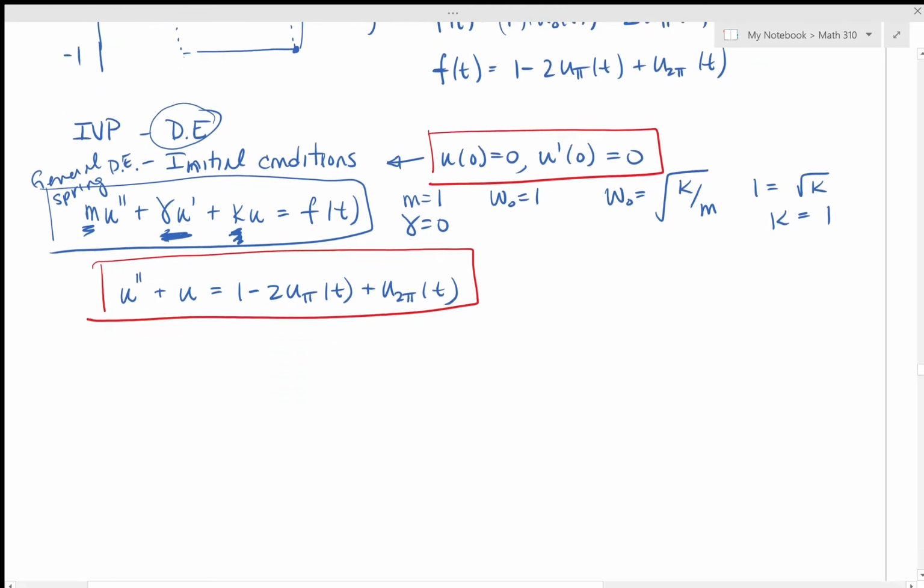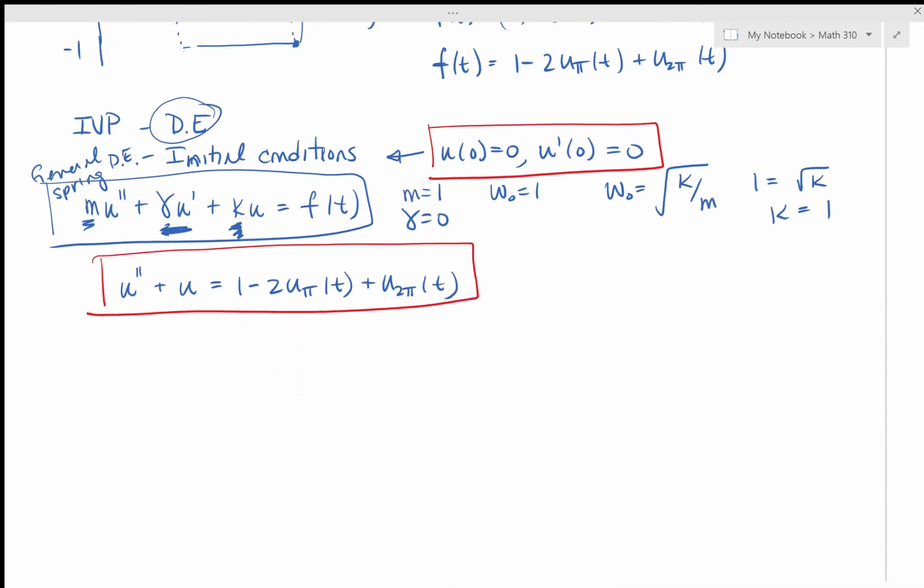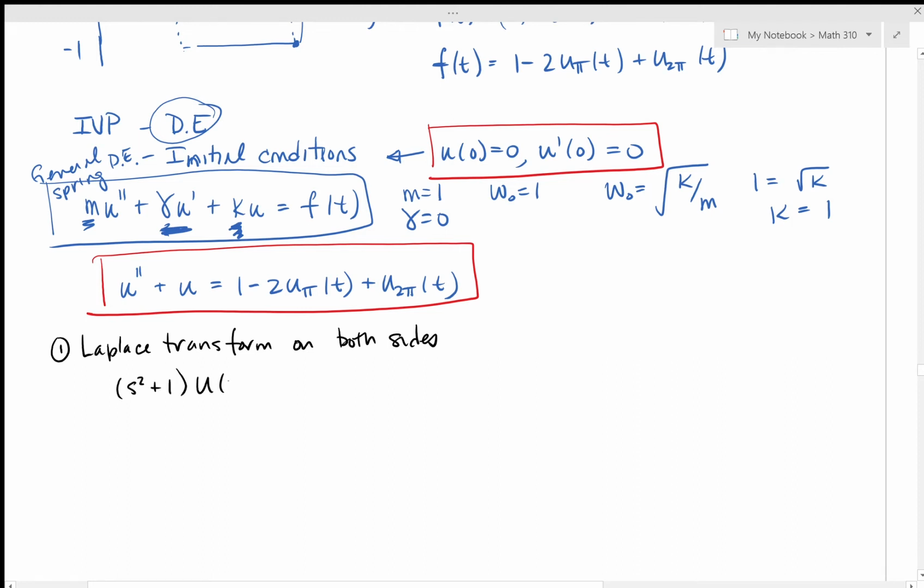Okay, now it is a matter of solving this differential equation with those initial conditions. And because of the forcing function on the right-hand side, I'm going to use the Laplace transform. Take the Laplace transform on both sides. Okay, so that will lead me to s squared plus 1 times the Laplace transform of the solution, and there's nothing else there because the initial conditions are 0.